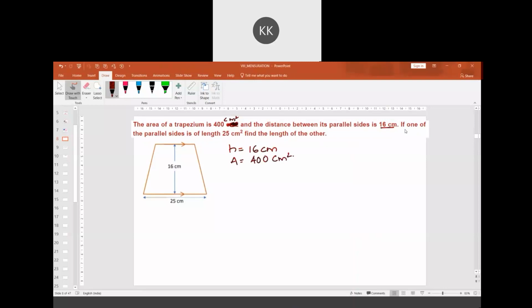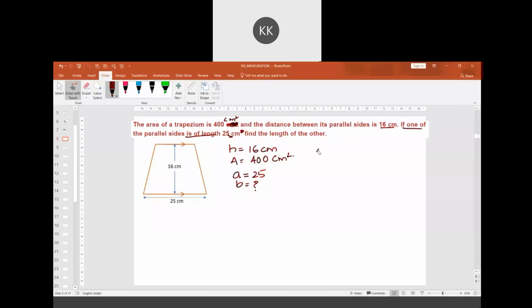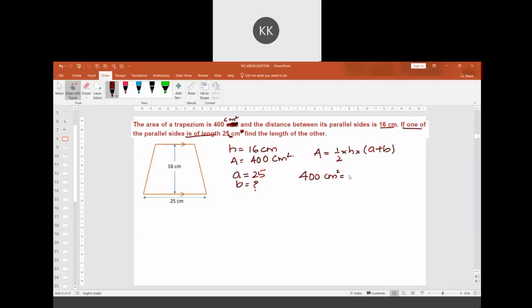If one of the parallel sides is 25, it is not centimeter square, here it should be centimeter. If one of the parallel sides, small letter a, I will take, it's 25. We need to find the length of the other. We must use the formula half height multiplied by sum of the parallel sides, I have taken as a and b. So equate it. 400 centimeter square will be equal to half multiplied by height 16 centimeter, multiplied by 25 centimeter plus b.